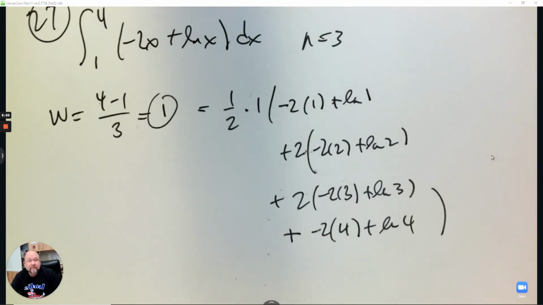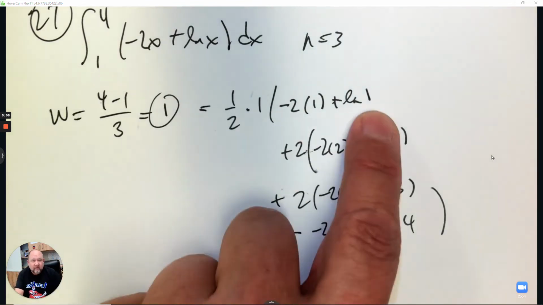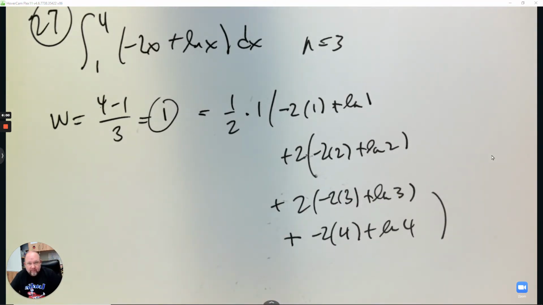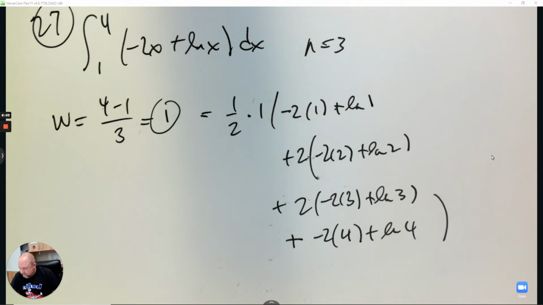And there it is. So you start with 1, then you double 2, you double 3, and then just singular for 4. Just keep plugging in, and that's the answer. 28.